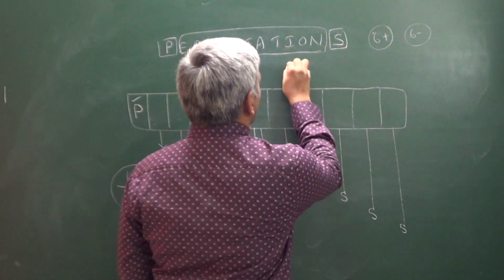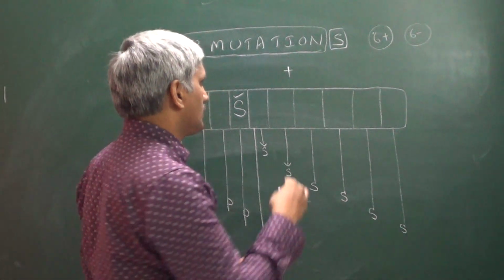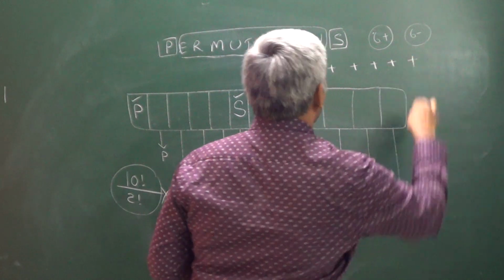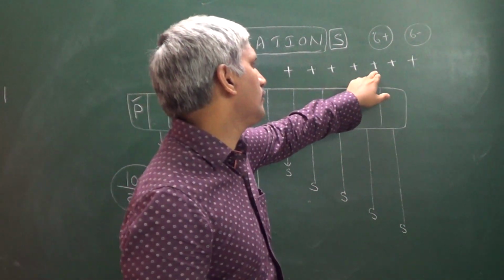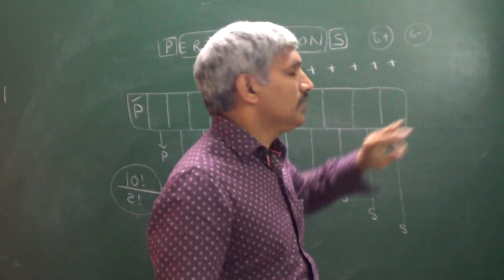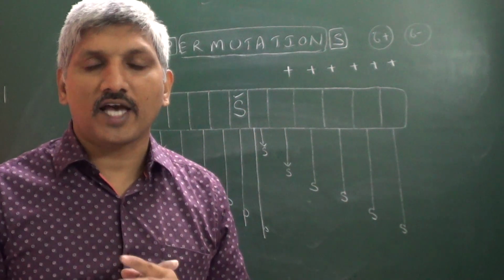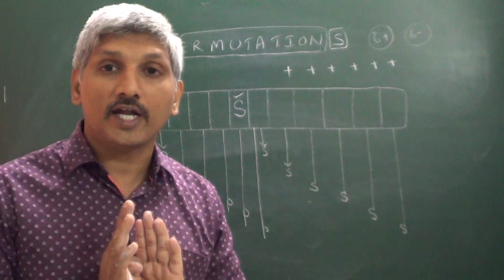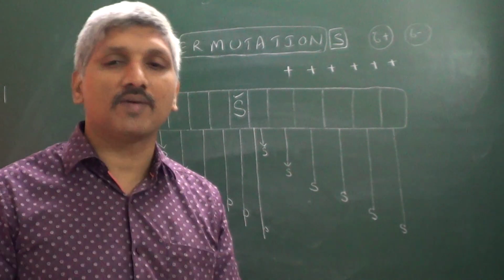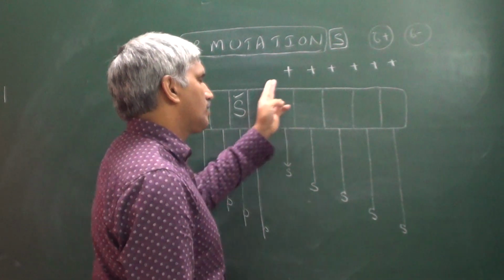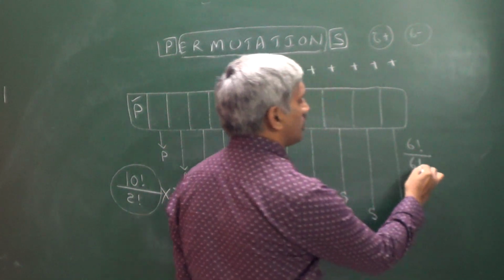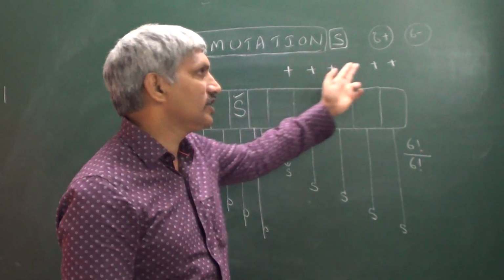First of all, we have to fill the 6 plus symbols: plus, plus, plus, plus, plus, plus. 1, 2, 3, 4, 5, 6. We have to arrange the 6 plus signs and 6 minus signs in such a way that no 2 minus symbols occur together. The 6 plus symbols can be arranged in how many ways? 6 factorial divided by 6 factorial. There is only one way.